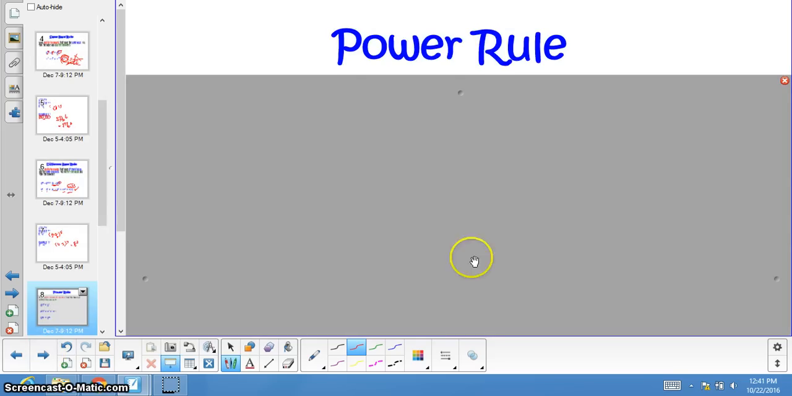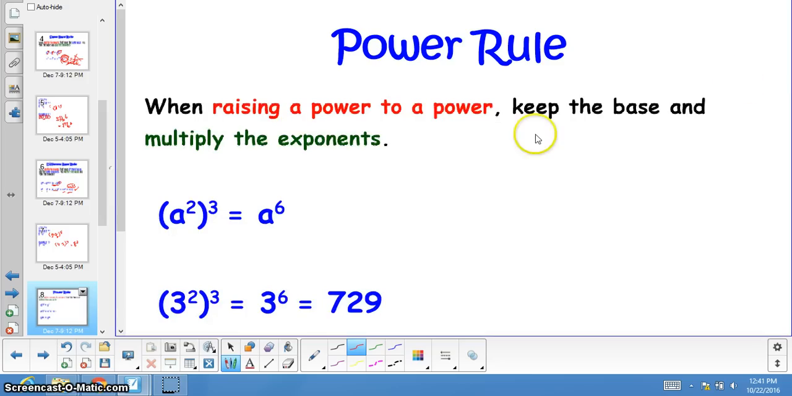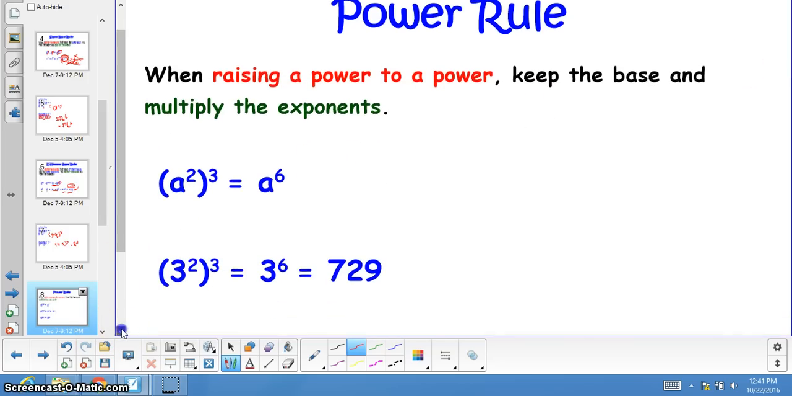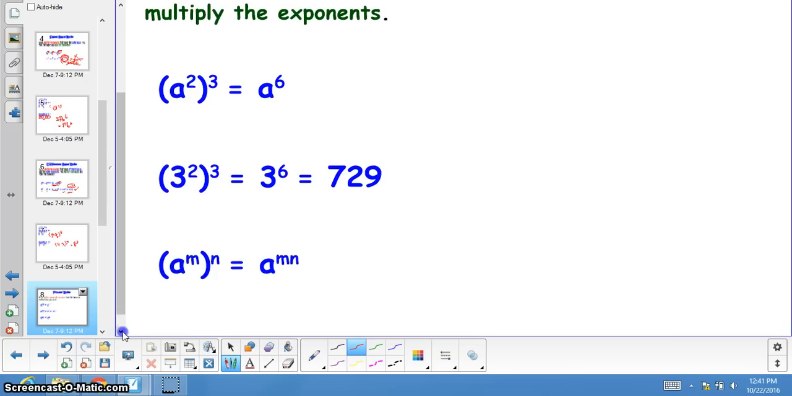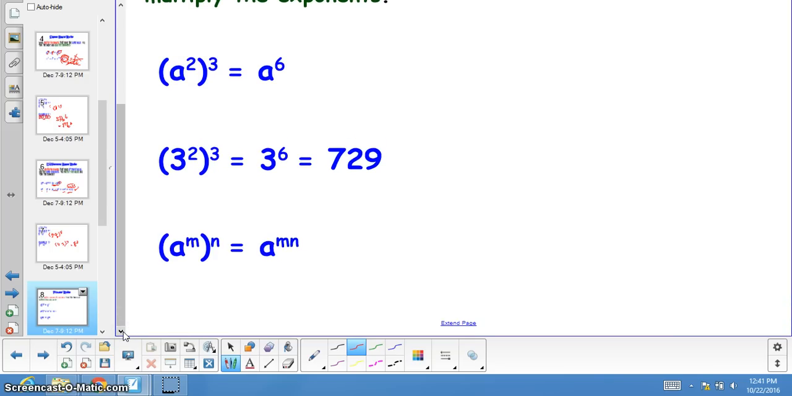What about power rule? We're on example 3. When raising a power to a power, keep the base and multiply the exponents. So here are 3 examples. A squared to the 3rd power, keep the base and multiply the exponents, and you get a to the 6th power. 3 squared to the 3rd power, 3 times 2 is 6. 3 to the 6th power, which equals 729.